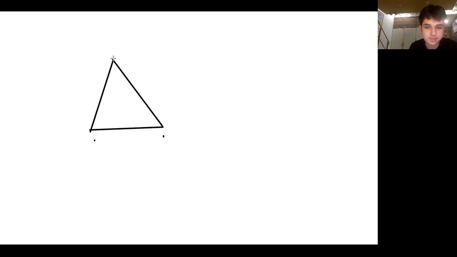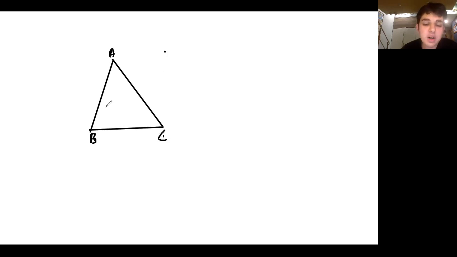Now I'm going to move on to interior and exterior angles of a triangle. In a triangle, say I have a triangle like this, and I name it as A, B, and C.